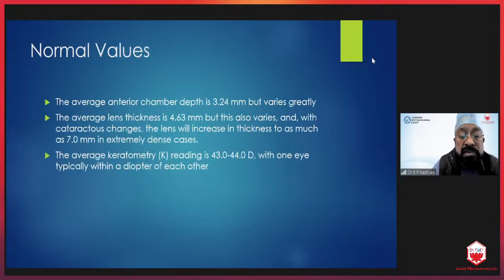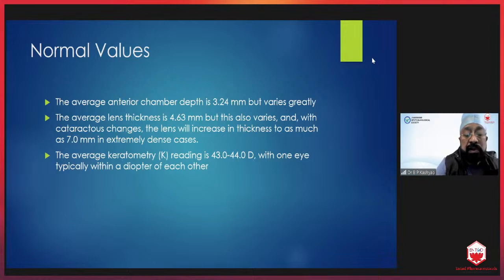The anterior chamber depth is originally 3.24 millimeters, but it varies greatly depending upon the refractive error or the axial length of the patient. The average lens thickness is 4.63 millimeters, but it also varies. In a very dense hard cataract, it goes up to 7 millimeters. Now, the importance of lens thickness has come up in a big way because people have started putting phakic IOLs or ICL. So if the lens thickness is very high, you have to be very, very careful because the patient might land into glaucoma and a lot of other problems.